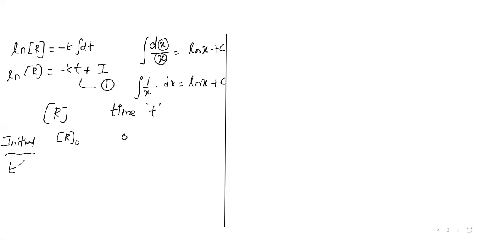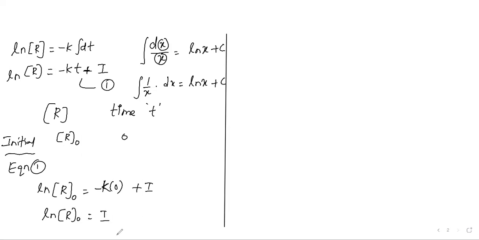So if you substitute this into equation 1, then what will we get? ln of the initial concentration R0. When the time is 0, the concentration of reactant is R0. Here it is plus I. So k into 0, right? Anything multiplied by 0, whether it is minus k or plus k, will be 0. So ln of R0 equals I. Now ln of R0, right? So you can substitute this in place of I.